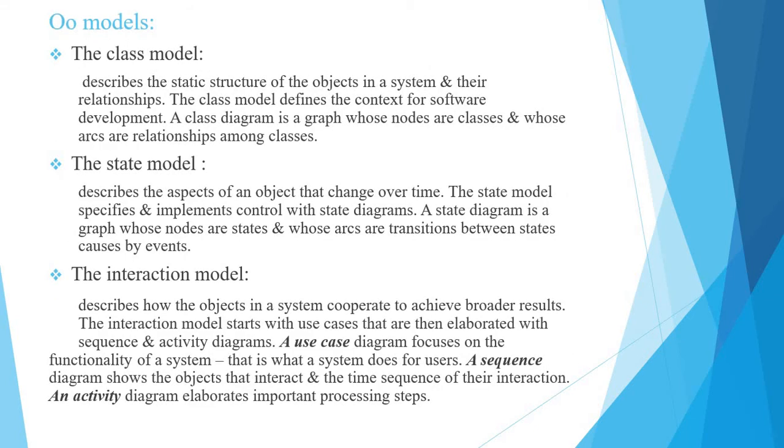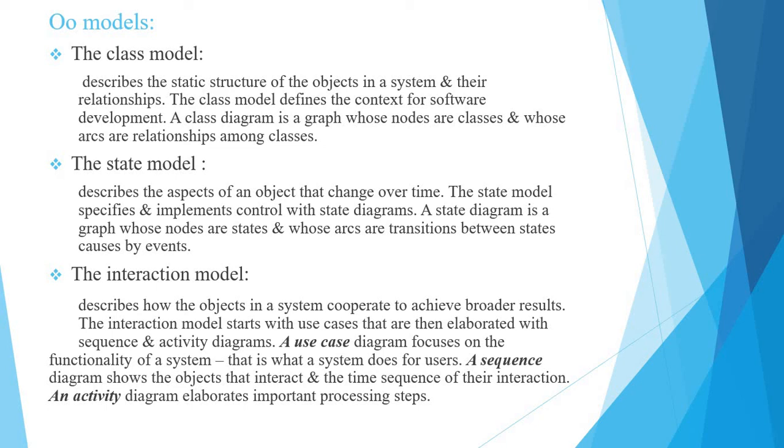The next topic is OOA models. The OOA model contains three models. The first one is the class model. The class model describes the static structure of the objects in the system and their relationships. The class model defines the context of the software development. In a class diagram, the graph has nodes that are classes, and the arcs are relationships among the classes.